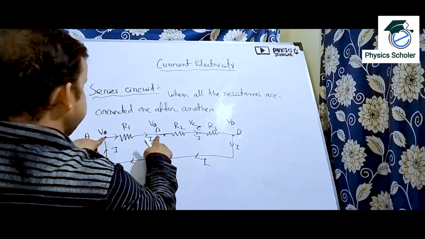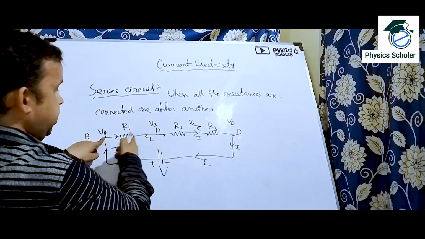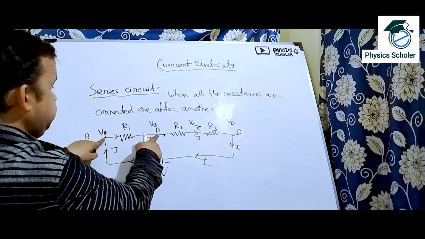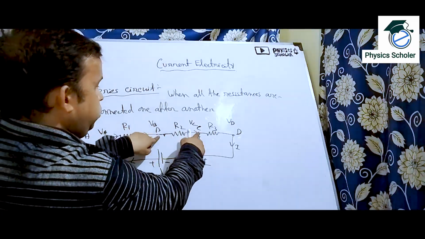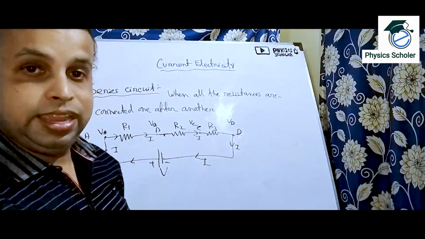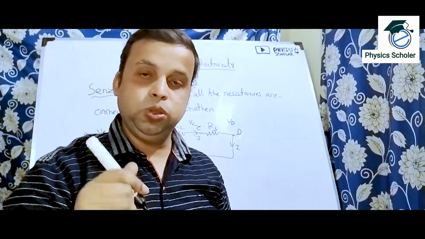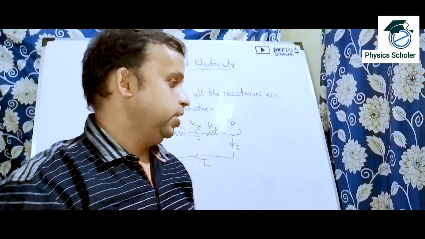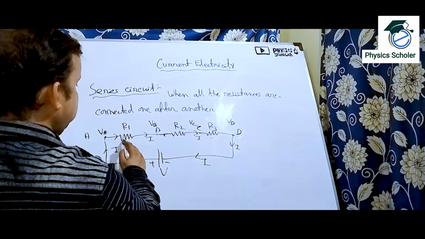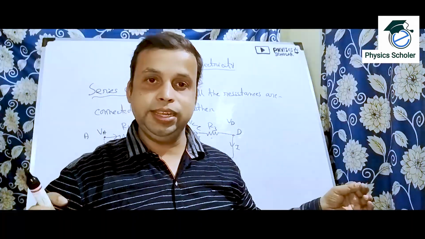But see the voltage difference. The potential difference between these two terminals will be VA minus VB. As the current is flowing from A to B, VA will be greater than VB. Here it will be VB minus VC, and here VC minus VD. So the voltage across each resistance will be different. That is the characteristic of a series circuit: the flow of current through each component is the same, and the voltage across each component is different when they are connected in series.